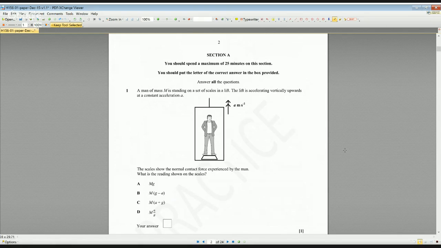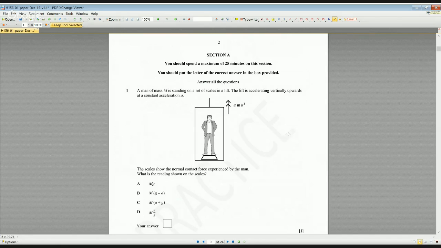A relatively small fraction of the overall paper. There's far more marks to be gained from the main chunk of the paper, which you should allow at least an hour and 5 for. So here's question number 1. We have a man standing in a lift. He's standing on some scales in the lift, and the lift is accelerating vertically upwards with a constant acceleration given to us here of a. It tells us quite helpfully that the scales show the normal contact force experienced by the man. We need to choose what the reading shown on the scales is equivalent to.